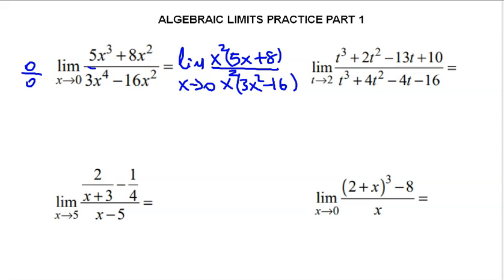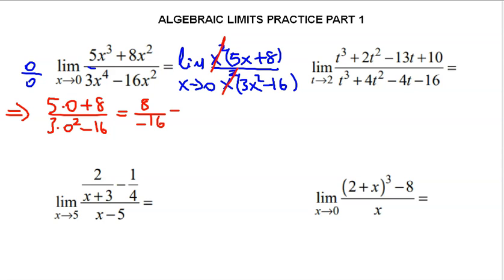Notice that we have the common factor x squared on top and on the bottom, so they're going to be gone, and then it's pretty safe to plug in. When you plug in 0, you get 5 times 0 plus 8 over 3 times 0 squared minus 16. That gives 8 on top and negative 16 at the bottom, which reduces to negative 1/2. So that's the first answer.